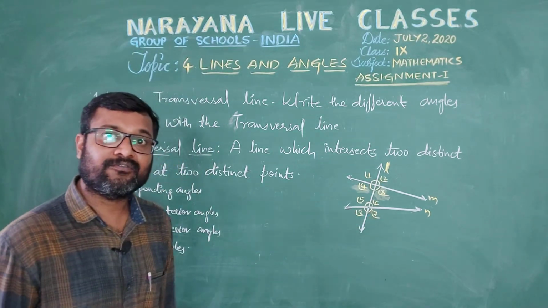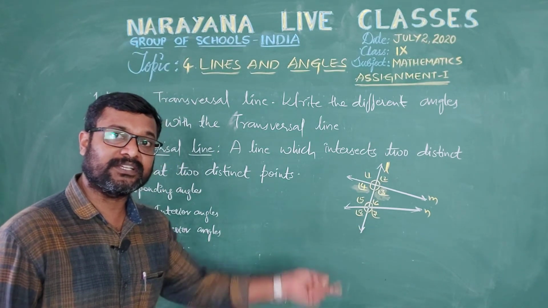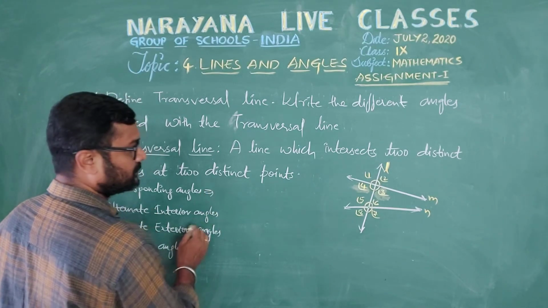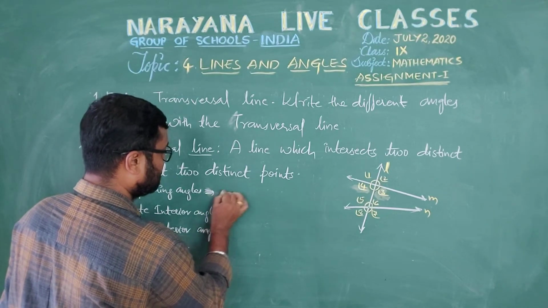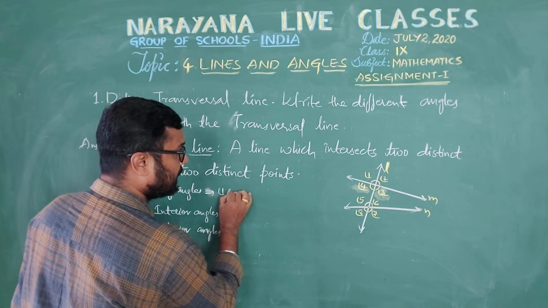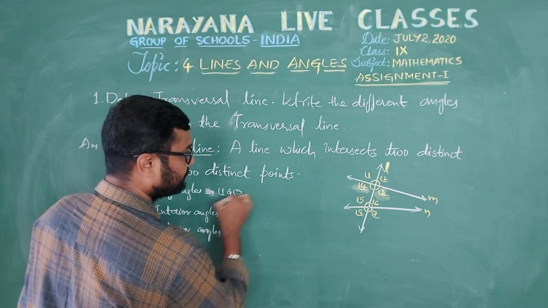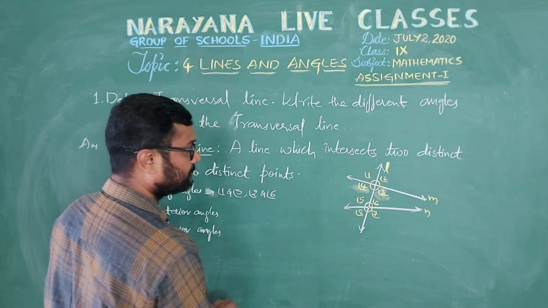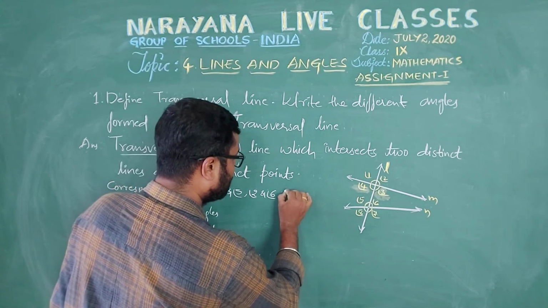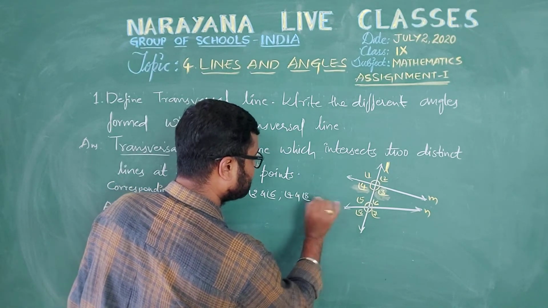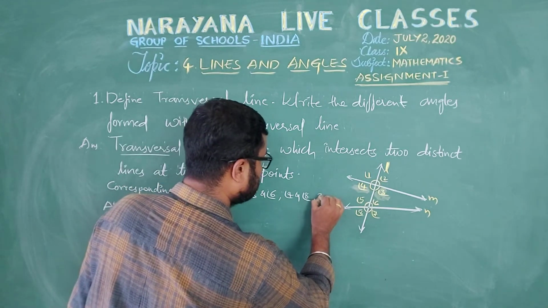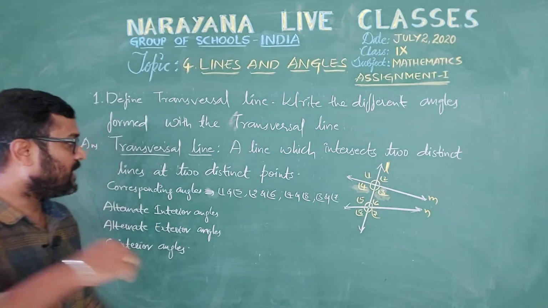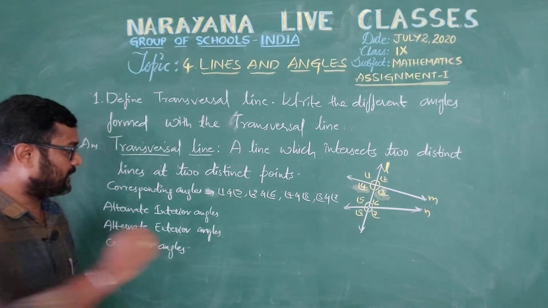Now, we have 4 pairs of corresponding angles over here. What are those 4 pairs? Angle 1 and angle 5, angle 2 and angle 6, angle 4 and angle 8, angle 3 and angle 7, isn't it? So, we have 4 pairs of corresponding angles.